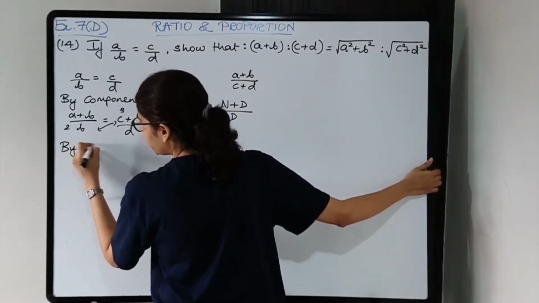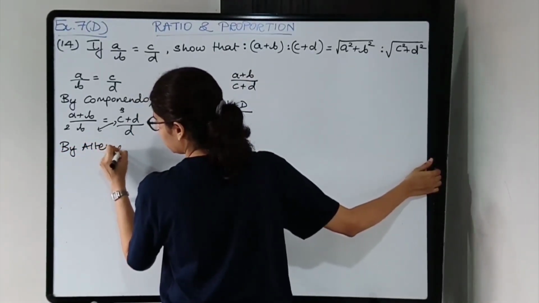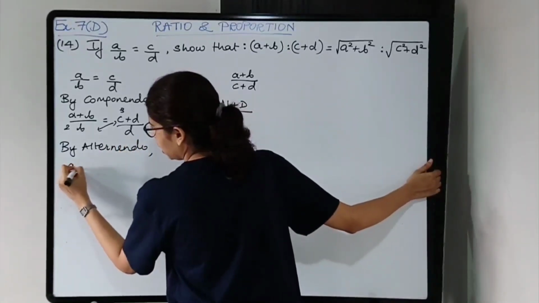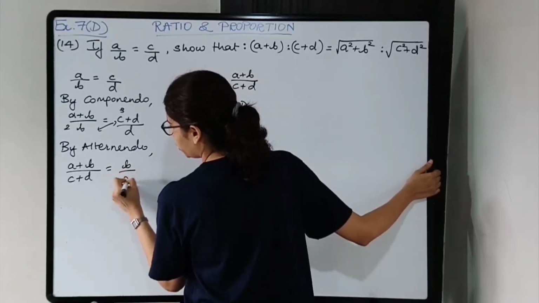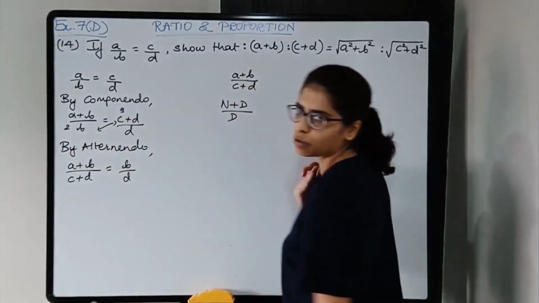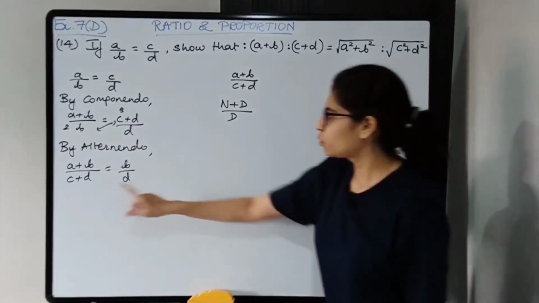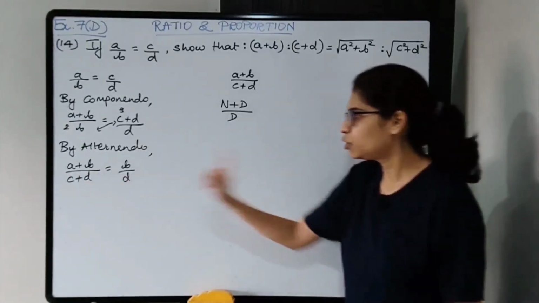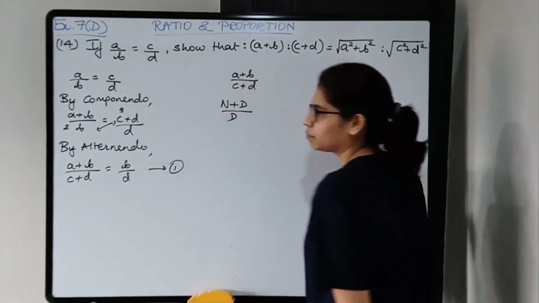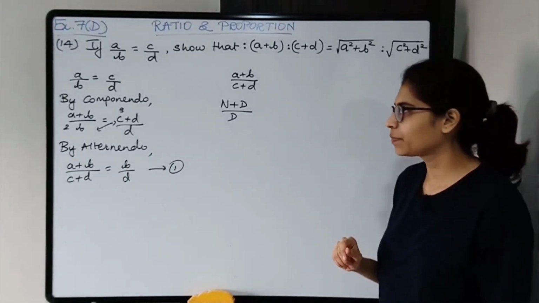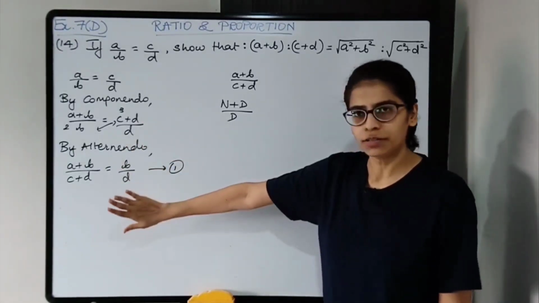By alternando, A plus B upon C plus D is equal to B upon D. This will go in numerator, this will go in denominator. Okay? So we are getting A plus B upon C plus D equal to B upon D. Mark this as 1. So this is what we got.